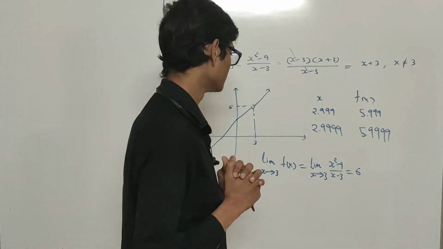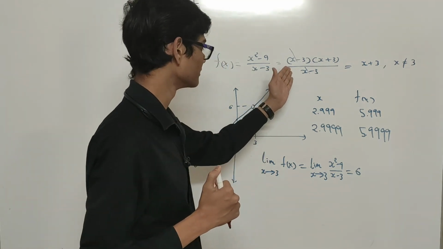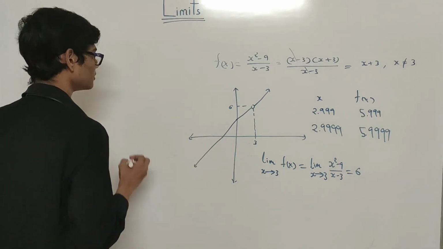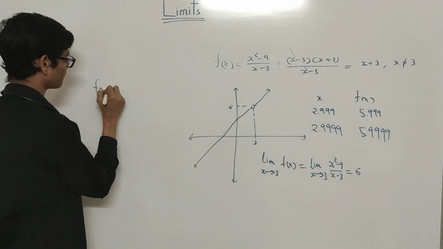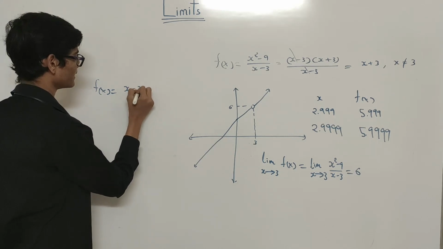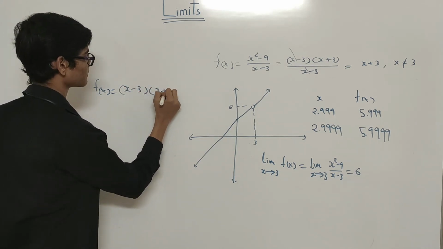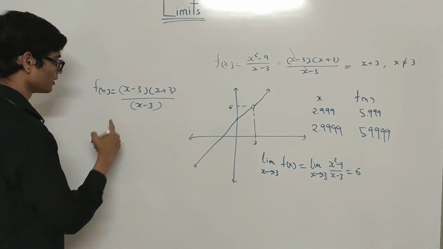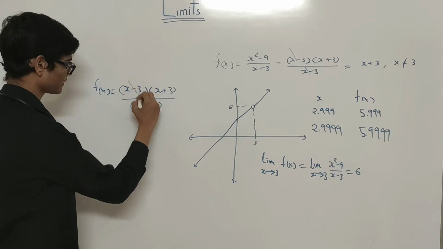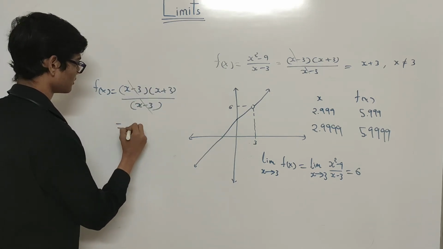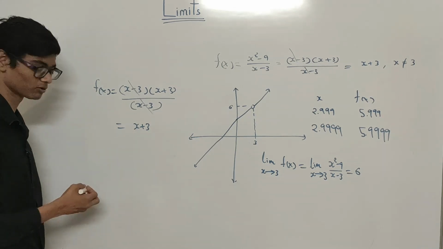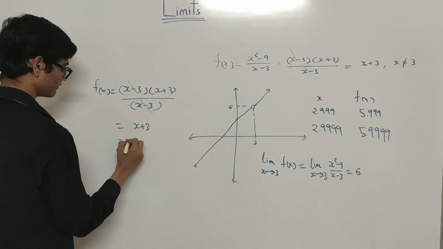Or you can do this algebraically. How? See, f of x equals (x minus 3)(x plus 3) over (x minus 3). This is our function. We can just cancel this out. (x minus 3) divided by (x minus 3) equals 1, leaving x plus 3. And we can just simply put x equal to 3. So it will give you 6.